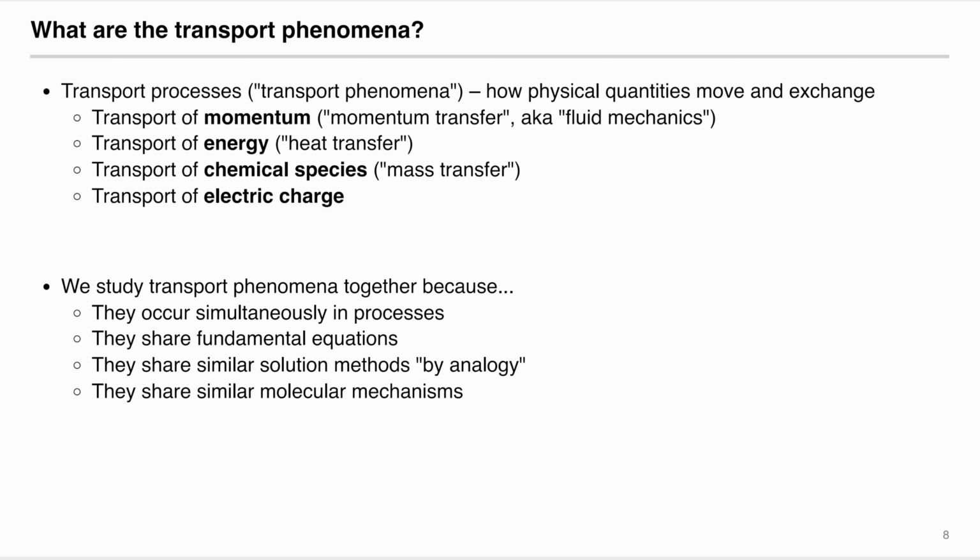However, we can also study other types of transport, such as the transport of electrical charge, that is very important in batteries and solar cells. Ideally, we want to study the transport phenomena together because of several reasons. First, the transport of momentum, energy, and chemical species usually occur simultaneously in processes. They rarely occur on their own. They also share many fundamental equations, so we can solve similar problems with similar solution methods by analogy. In addition, many of these transport processes share very similar molecular mechanisms, so we will look at them all together.